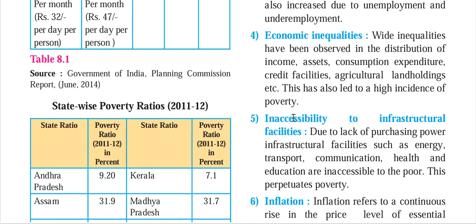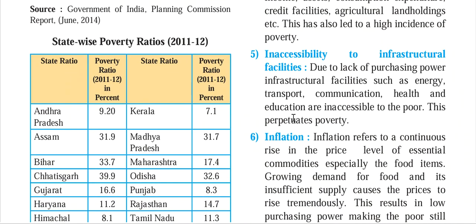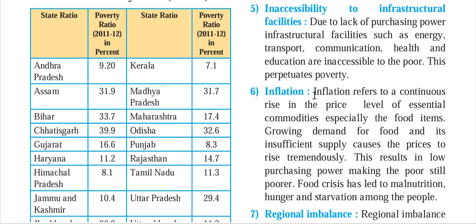Next, we have economic inequalities. In India, income and wealth are not equally distributed. Some people own huge properties and businesses, while many people struggle even for basic needs. This unequal distribution increases poverty. Next, inaccessibility to infrastructural facilities. Poor people often do not have access to electricity, transport, communication, schools, hospitals, and because of this, their opportunities remain limited, and this also increases the poverty ratio.